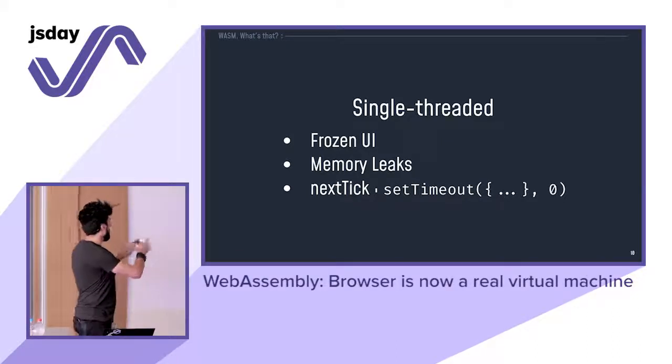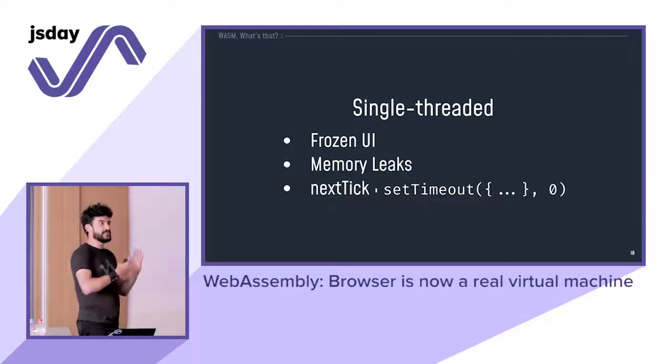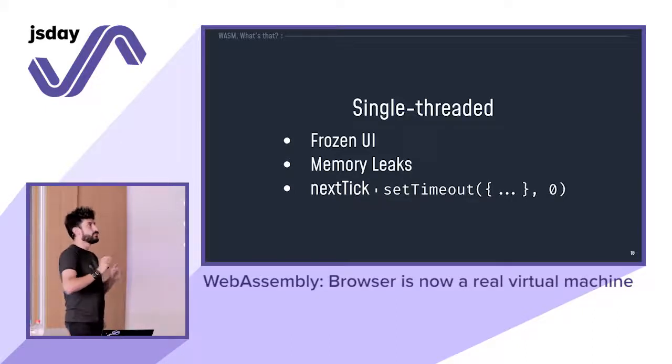So we rely on some fancy tricks like next tick with some setTimeout 0. Has anyone done setTimeout 0 somewhere? Yeah, you're just registering your function to execute on the next tick of the loop, and so it allows you to delay some treatment. And it's a solution to prevent some freeze on the event loop.